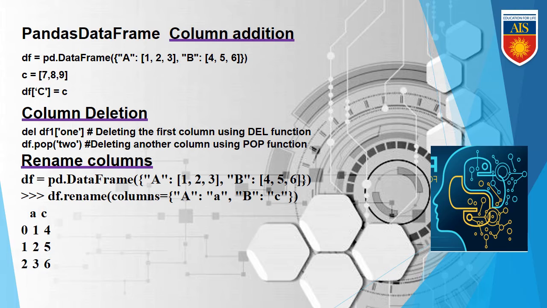Next, we will learn how we can delete a column. del df['A'], deleting the first column using the del function. That means from the data series we need to delete the first field, the first column. Next, df.pop('B'), deleting another column using the pop function. That means we have two different functions to delete a column. One is del and one is pop.